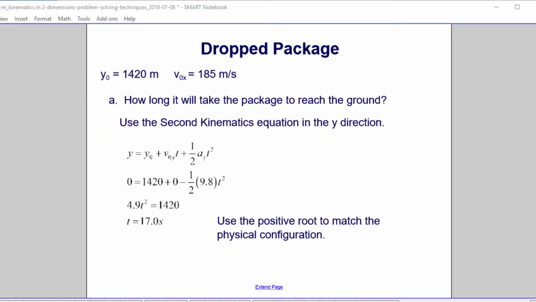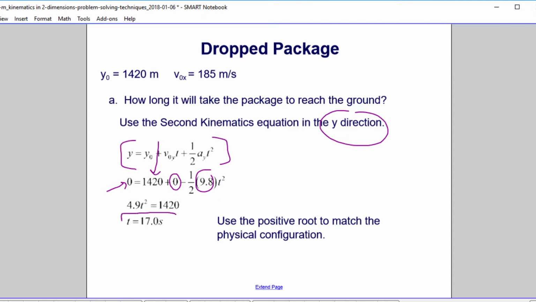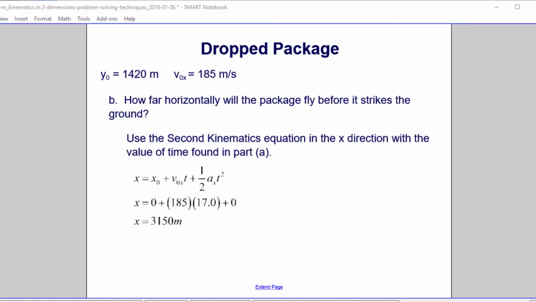How long will it take the package to reach the ground? We're going to use the second kinematics equation in the y direction, and here it is. Our final height will be 0, that's the ground. 1420 is our initial height. Now we have no initial velocity in the y direction, just in the x direction. So we have 0 here. Here's our acceleration, it's a negative 9.8. We have 4.9 t squared equals 1420, and we'll take the positive root here to match the physical configuration, 17 seconds.